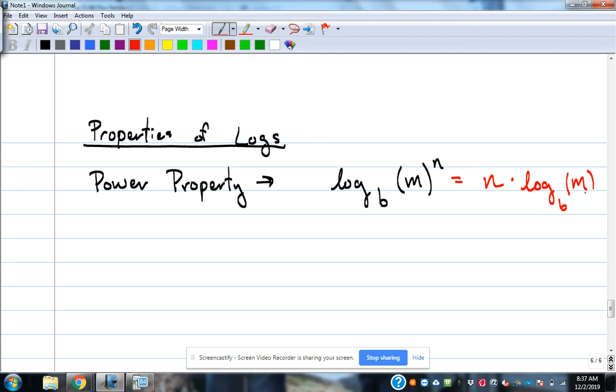Yeah, just put it in front of everything there. In front, it's n, instead of being log base b of n to the n, it's now n times log base b of m. The reason these properties are important is when we go to solve equations, multiplication is a lot easier to undo than an exponent, right? Because division is a lot easier to do than taking whatever root we needed, right? That's the idea of the power property, is that it can simplify things for us.